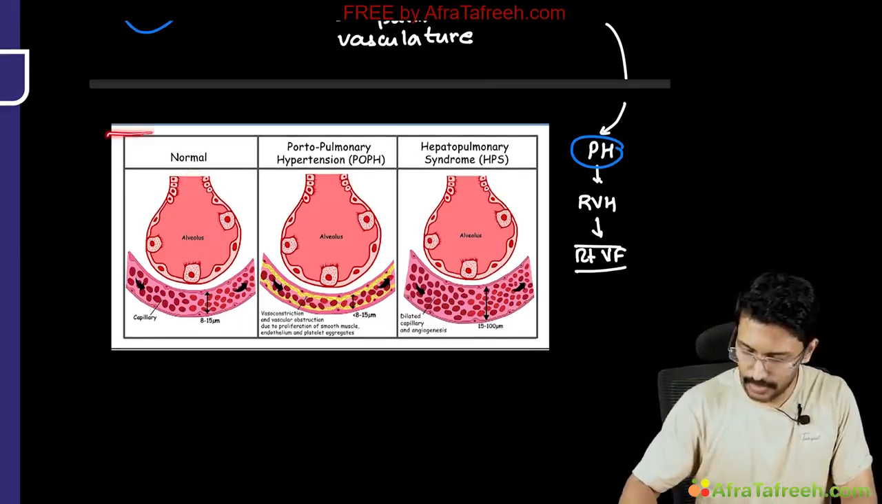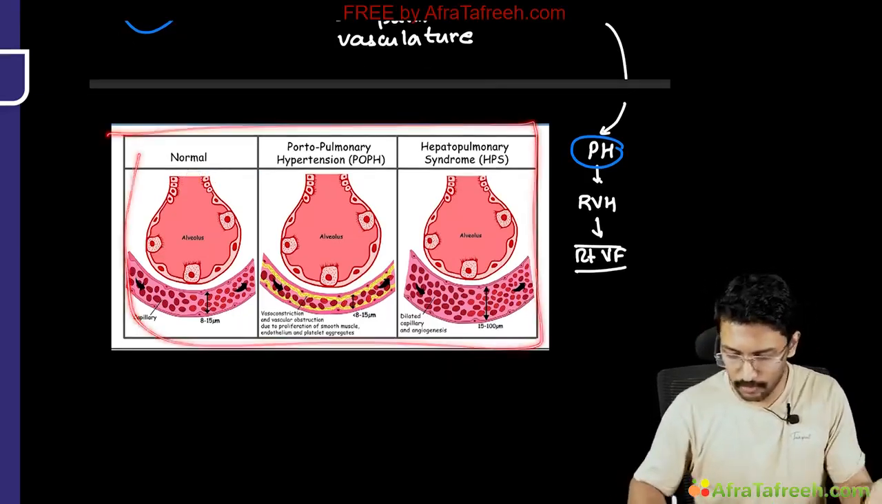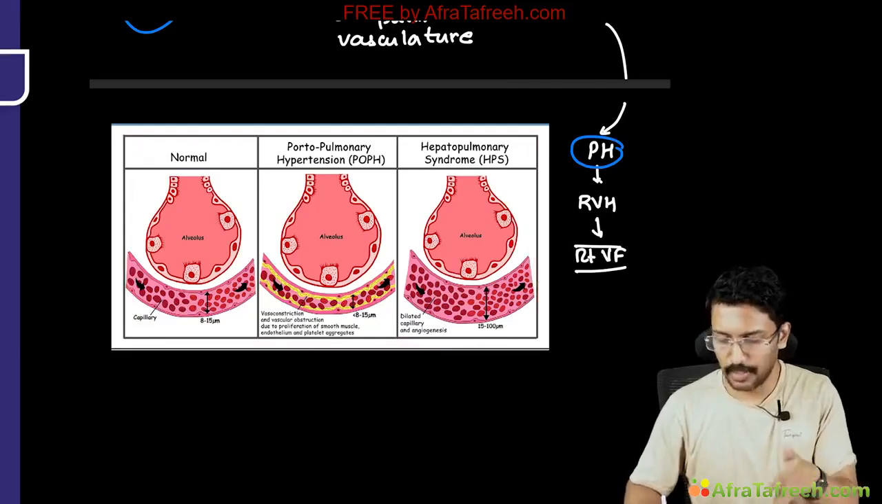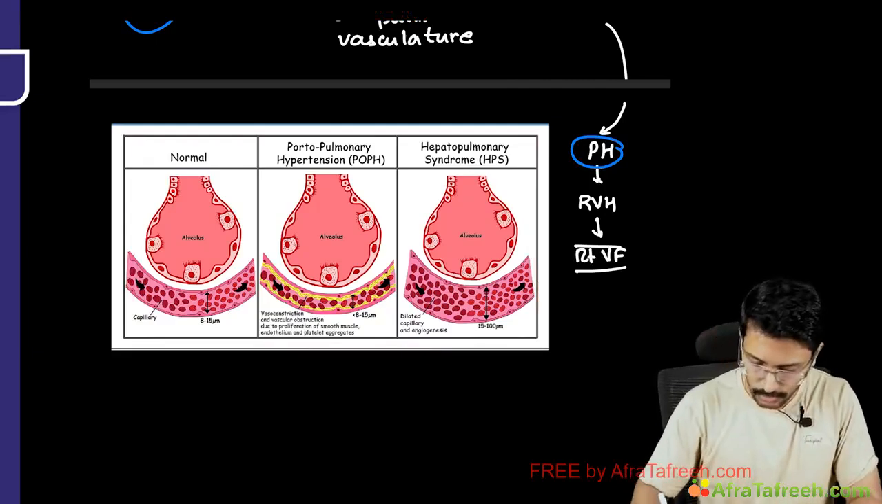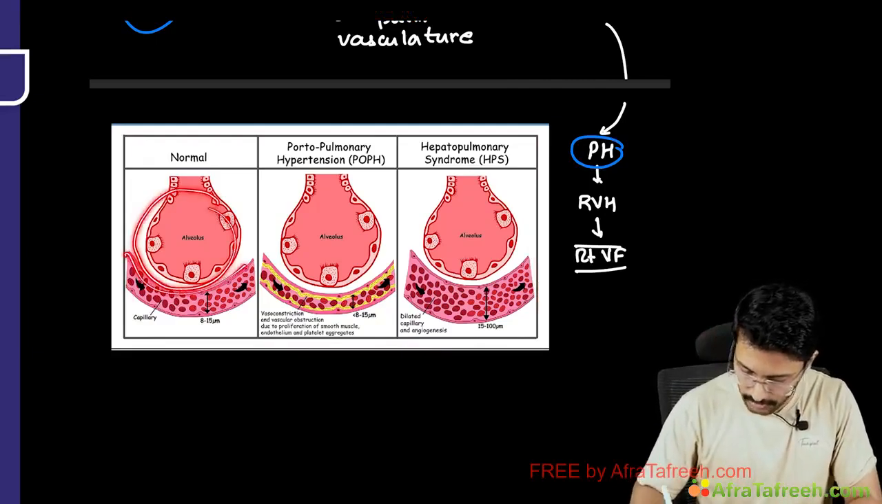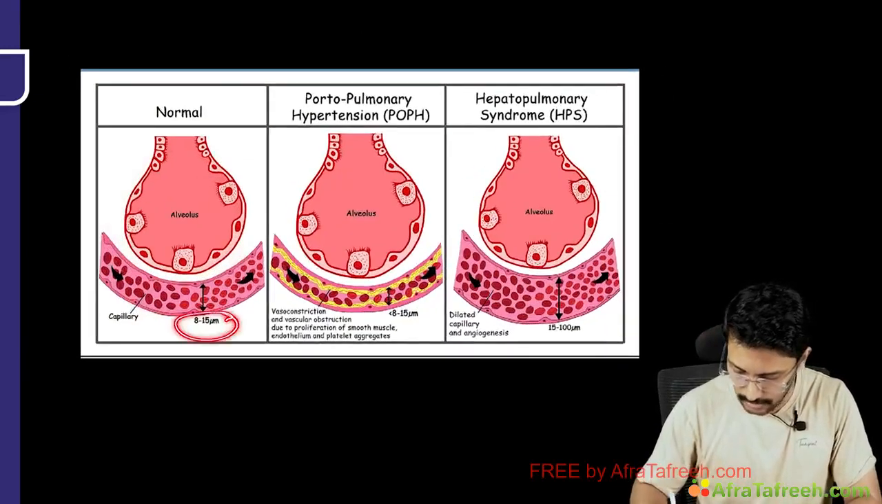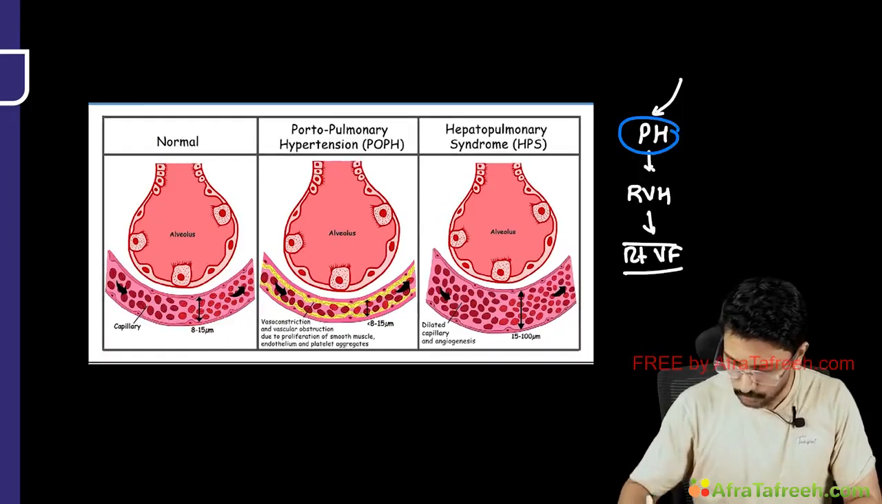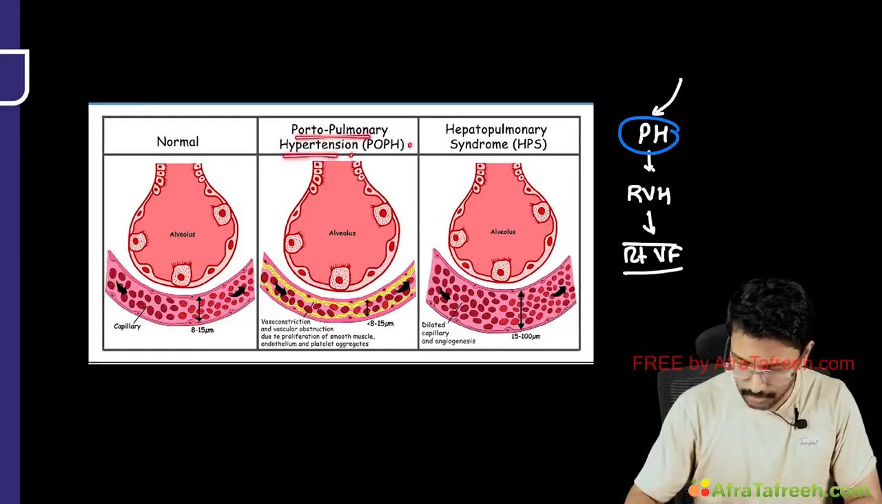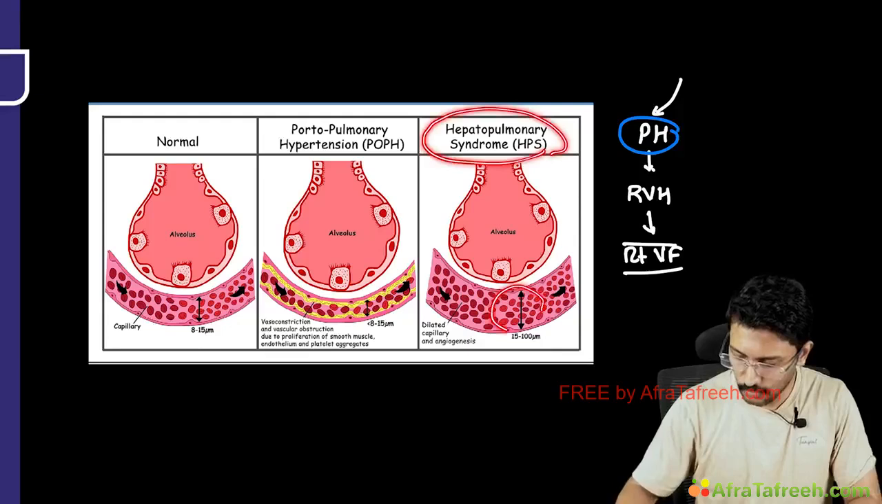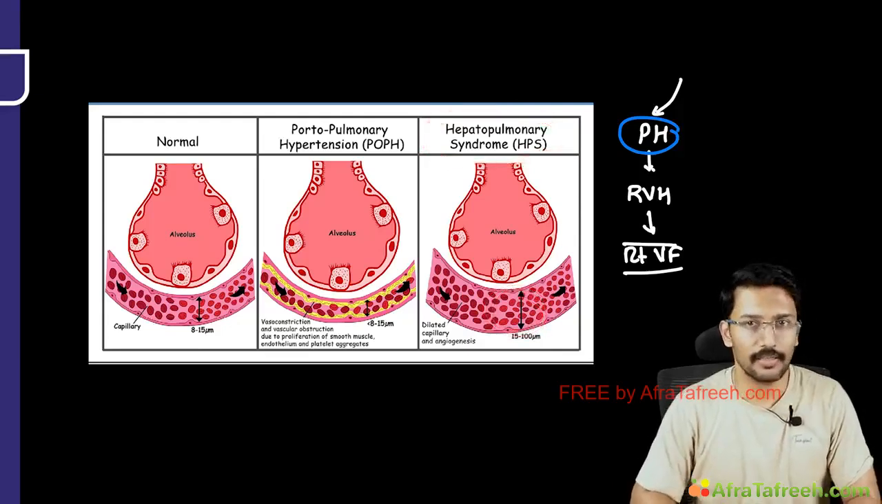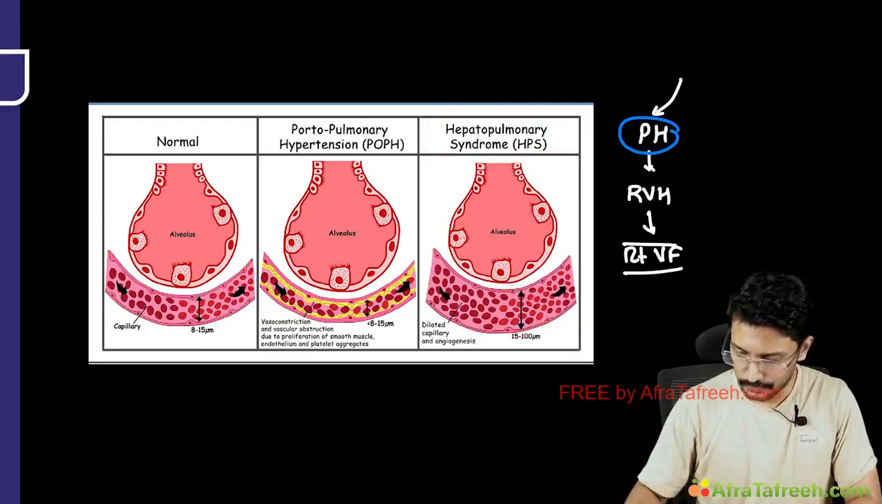Okay, so now this is one image that summarizes the normality, portopulmonary hypertension and hepatopulmonary syndrome, what is happening at the level of alveoli and alveolar capillaries. As you see, normal ventilation, normal sized capillaries, which we know is 8 to 15 millimeters, right? Now, portopulmonary hypertension: there is vasoconstriction. And in case of hepatopulmonary syndrome, there is vasodilatation, right? That is the basic difference.